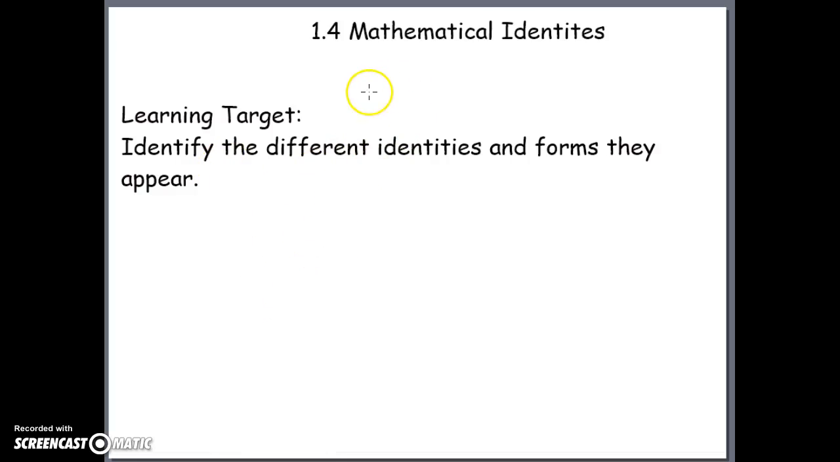Okay, today's video we're going to learn about mathematical identities. And mathematical identities are a huge part of math that oftentimes goes overlooked and not addressed. And these identities that we're going to talk about today are identities that you're very familiar with seeing and understanding intuitively. So we're just going to define them today so that we know what they look like. Our learning target today is to identify the different identities and the different forms that they may appear.